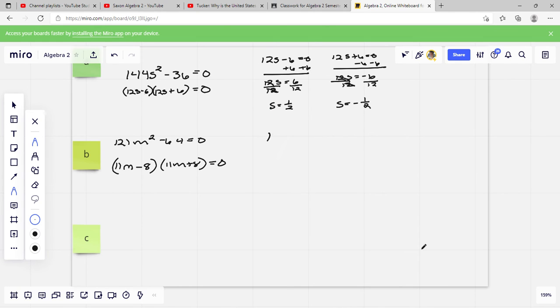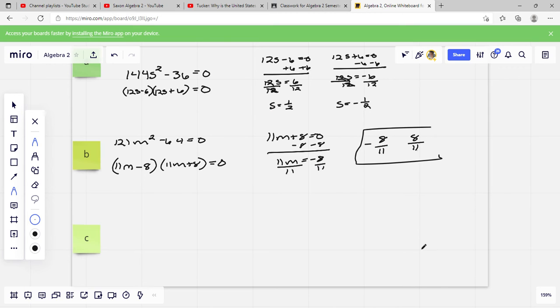So that means I've got 11m plus 8 equals 0. Do minus 8 minus 8. 11m equals negative 8. Divide by 11. So I'm going to get negative 8 over 11. And then I would get positive 8 over 11. That's the answer to that one. So there's that first one. And you can actually write those as plus or minus 8 over 11. That just kind of says it's both.